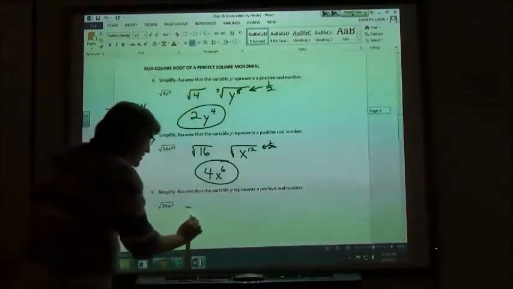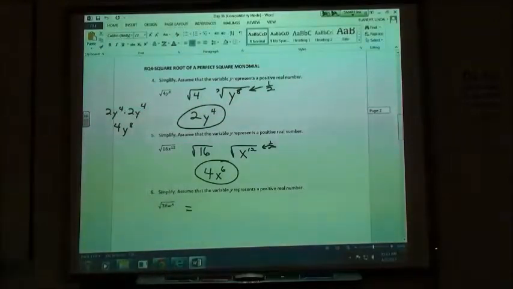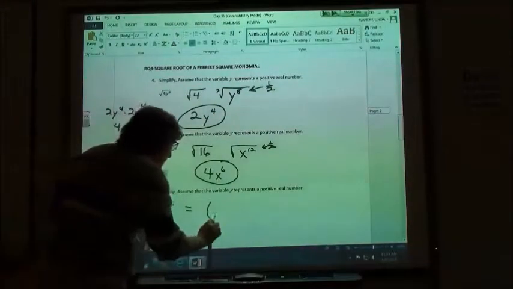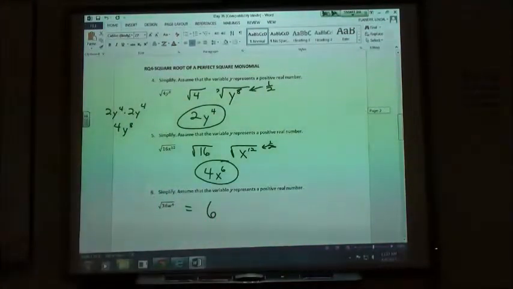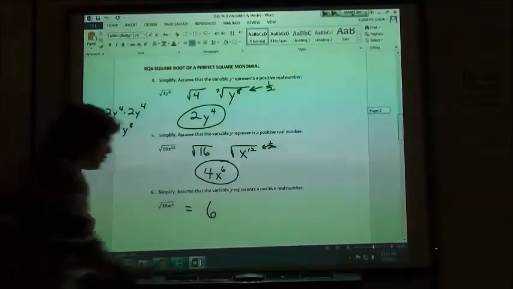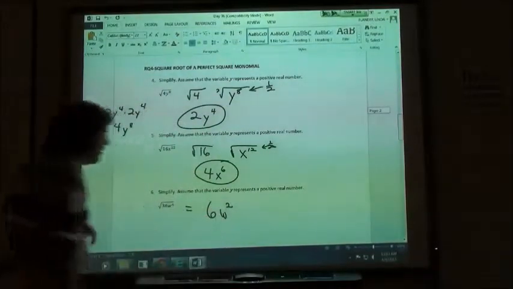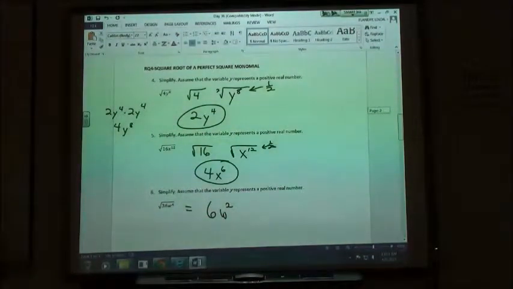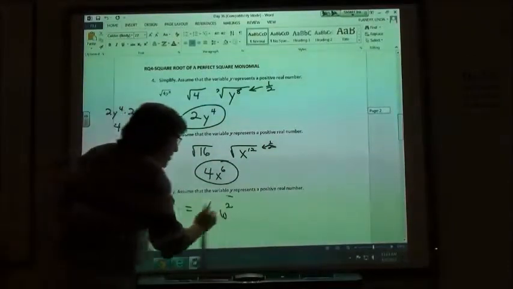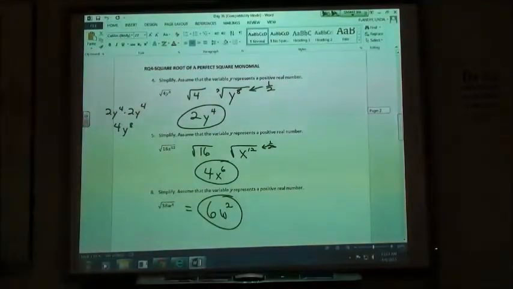And so number 6, I'm not going to move the board, I think you can still see it. Square root of 36w to the 4th. Square root of 36 is 6. The square root of w to the 4th, half of 4 is 2, going to be w squared. If I took 6w squared times 6w squared, I would get 36w to the 4th.